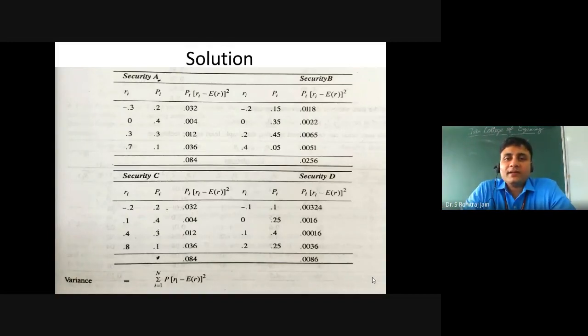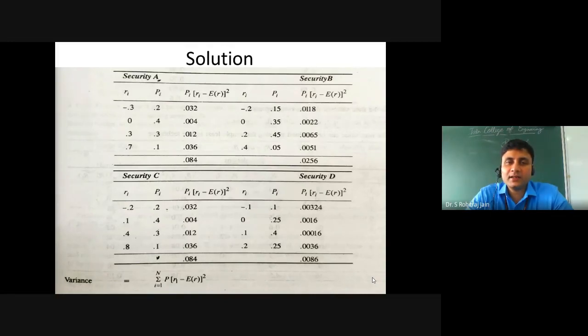So for security B, in the similar way, I'll be finding out the variance. I got the value to be 0.0256. Square root of the answer, I got 0.16. Correct? The standard deviation of security B is 0.16. Similarly, for security C, the variance of security C, students, is 0.084. So the square root of the answer is 0.289. Then similarly, I'll be solving for security D also. So what is the variance for security D? 0.0086. So the square root of the answer is equal to how much?